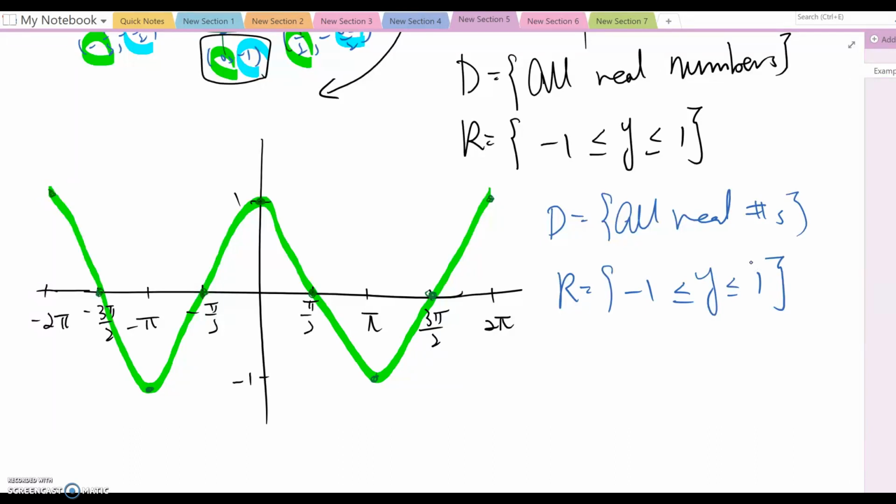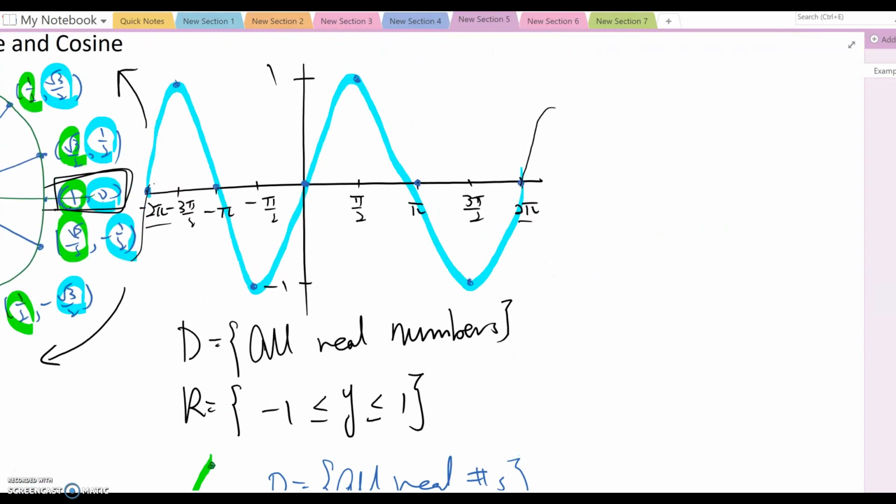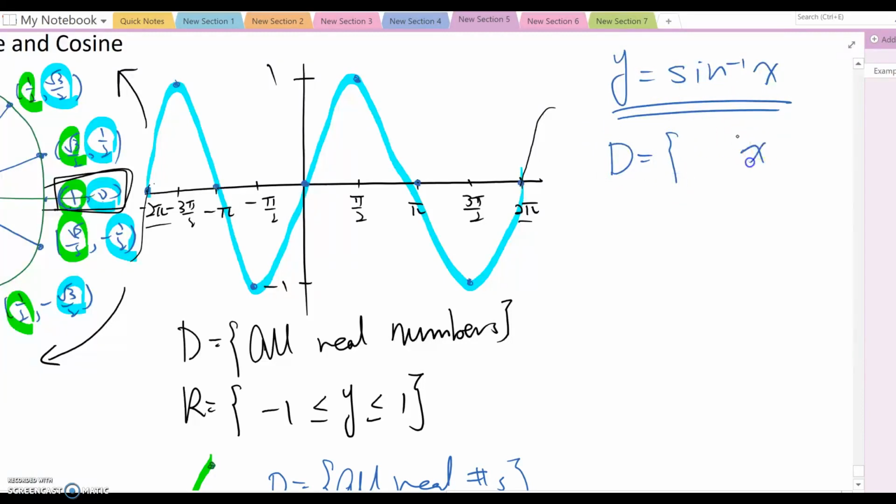Okay, but we want to find out the inverse function here. Technically, when we talk about an inverse function, we always switch domain and range. So the original domain becomes the range, and the range becomes the domain, right? So y equals sine inverse x. In this case, we can say the domain is x between negative 1 and 1, but so far the range is all real numbers.